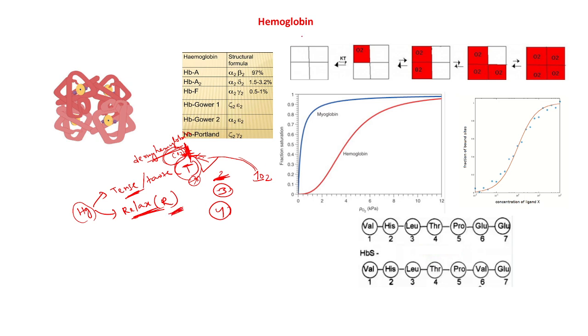So this is called the T state, with 1, 2, 3, 4 sites. That is the T state, the taut or tense state. That means here no oxygen is bound. But once oxygen is bound, this is called the R state.